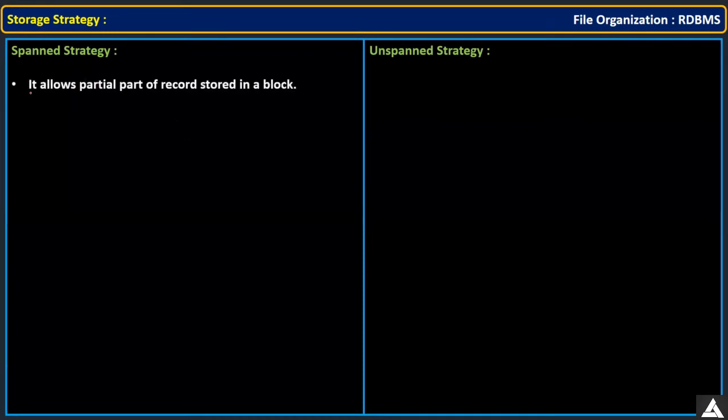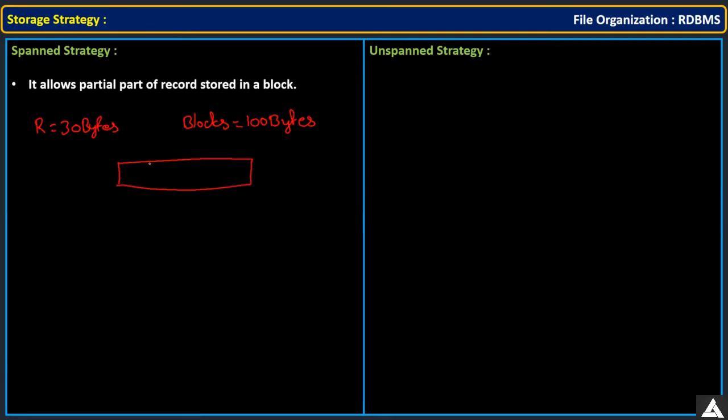In the spanned strategy, it allows a partial part of a record to be stored in a block. Some part of the record you can place in one block and the remaining you can place in another block. For example, assume one record takes 30 bytes, and assume one block size is 100 bytes. So this is one block.